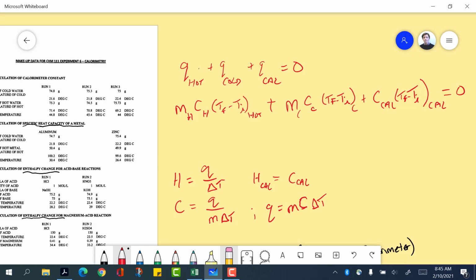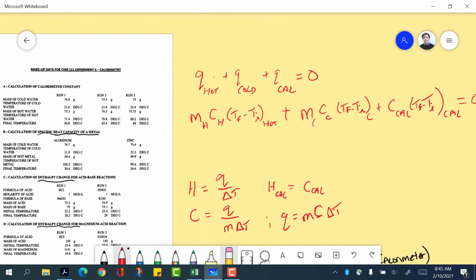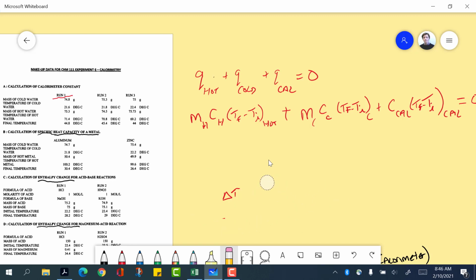So if we do that, and we've got some data over here for run number 1, we plug that information in to find our calorimeter constant. If we were solving this for our calorimeter constant, we would be solving for Ccal right here. That's what we want to solve for.